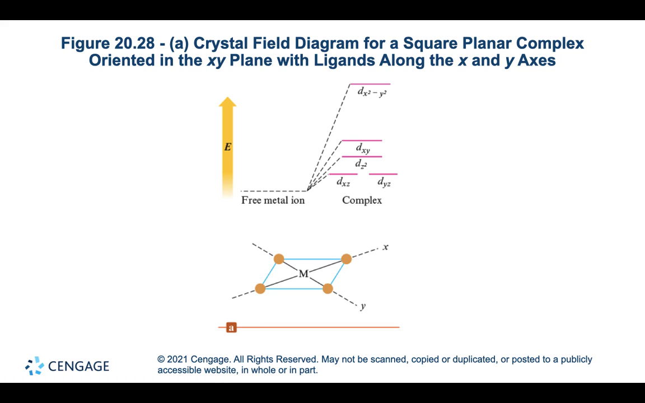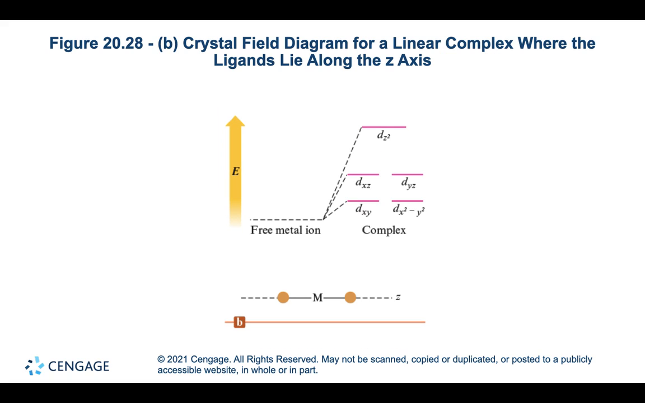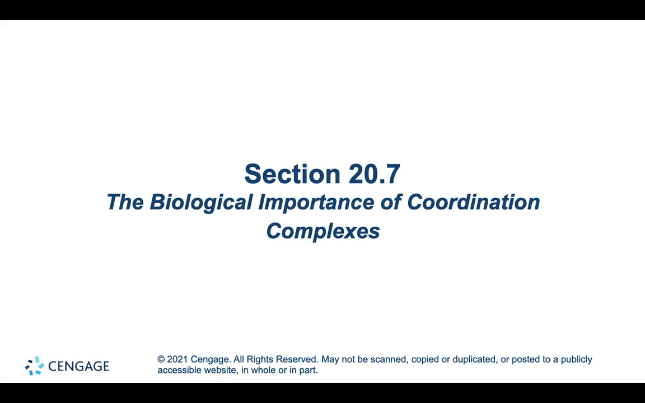Okay, so now looking at the square planar complex. In the square planar complex, you're going to see the highest energy d orbital being the x squared minus y squared, because they point right at the x and y axes. dxy is actually next up because it's in the same plane, and then the dz squared is a little higher than the dxz and the dyz. For linear, it's the dz squared that's going to be the highest.